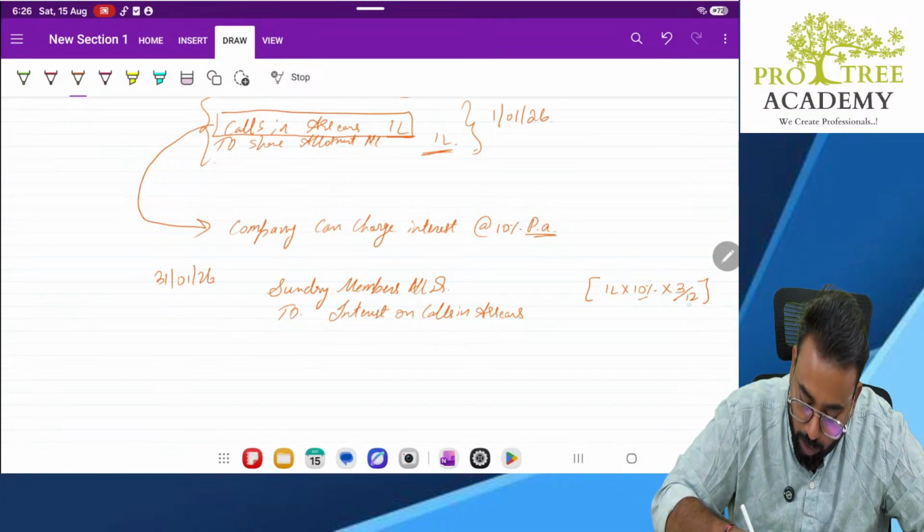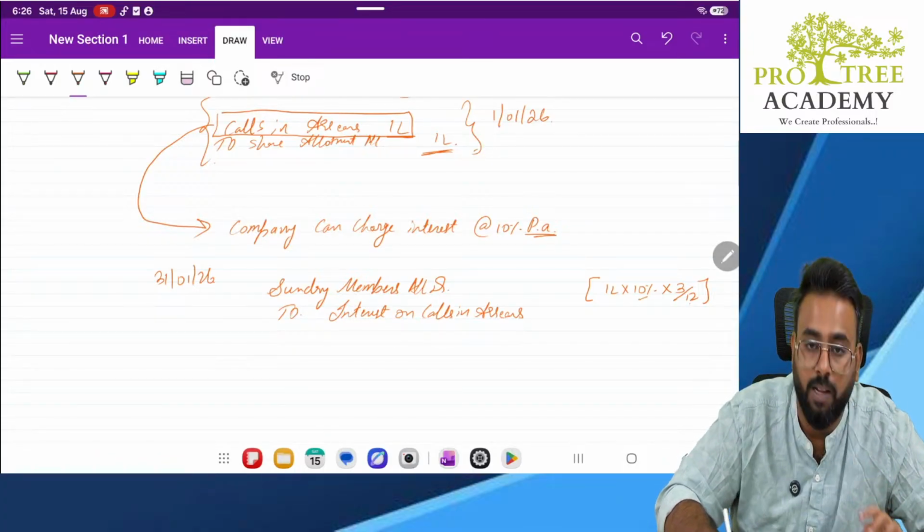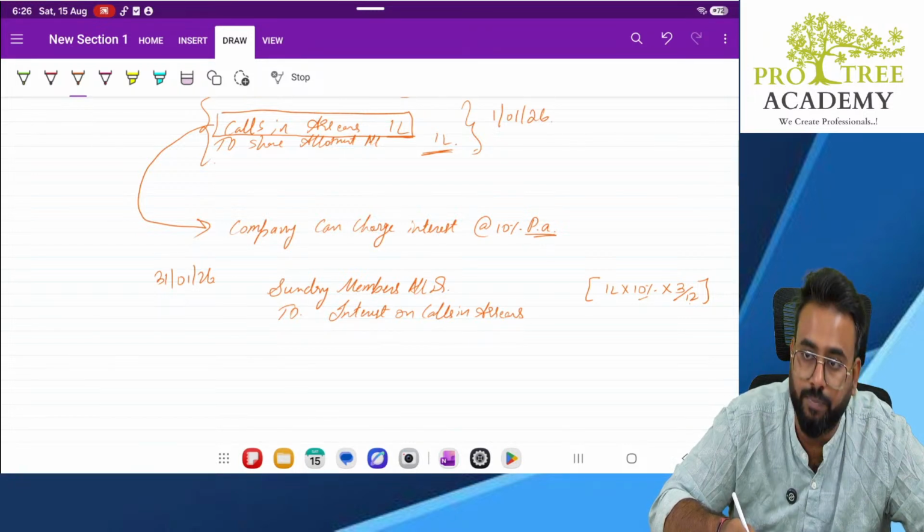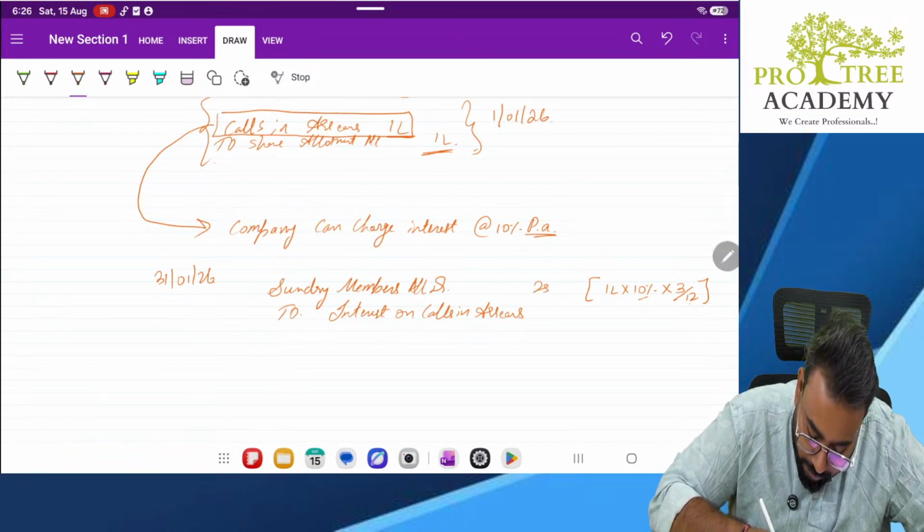So 10% is for 12 months. How much for 3 months? That is the formula. Okay. So that will be 10,000 into 3 by 12, 2,500.